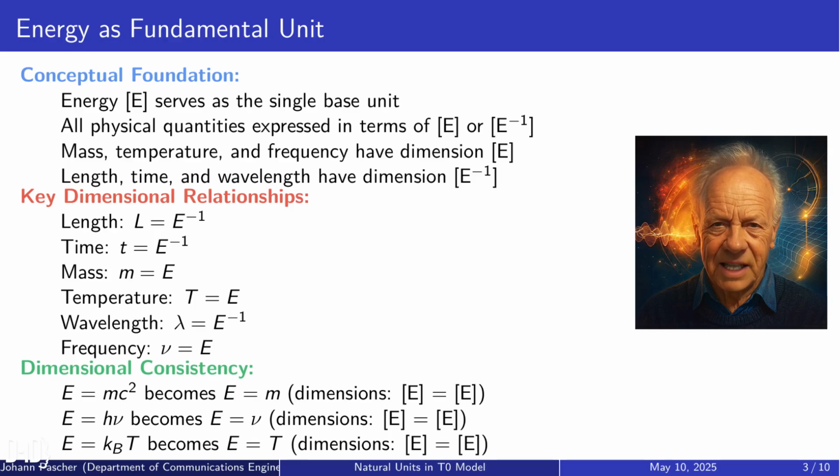Einstein's E equals mc squared becomes simply E equals m, Planck's E equals h nu becomes E equals nu. And the thermodynamic relation E equals kBT becomes E equals T. This dimensional simplification reveals the underlying unity of physical laws.